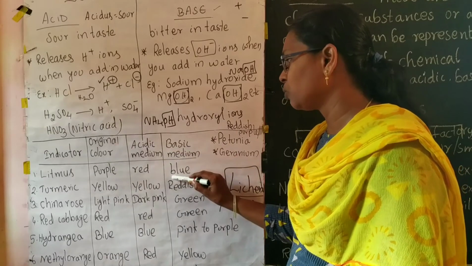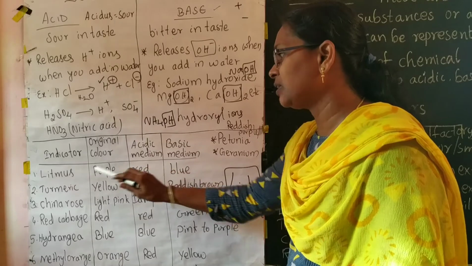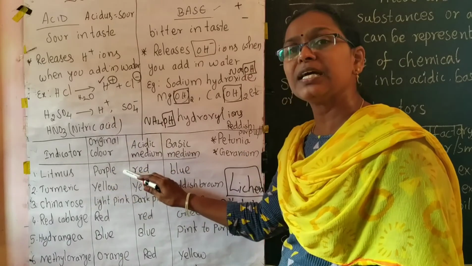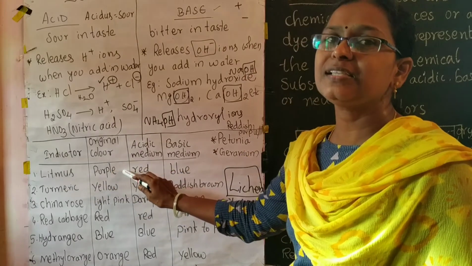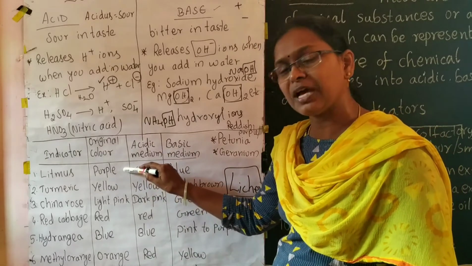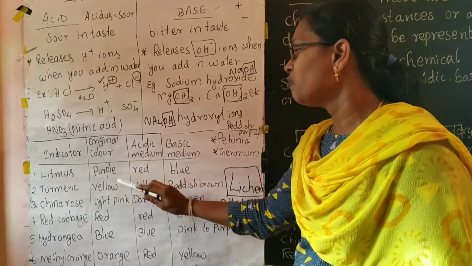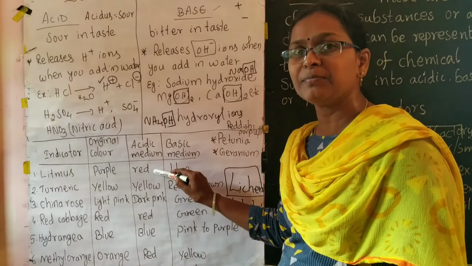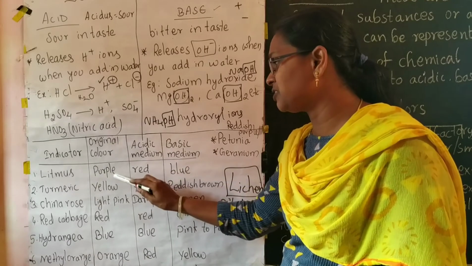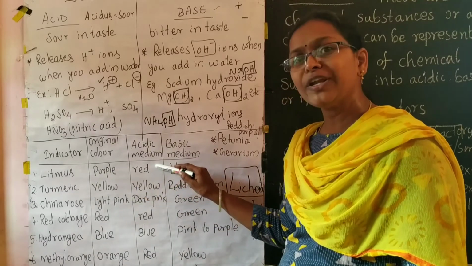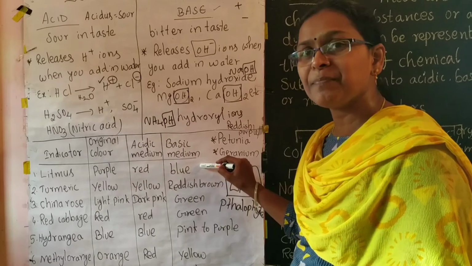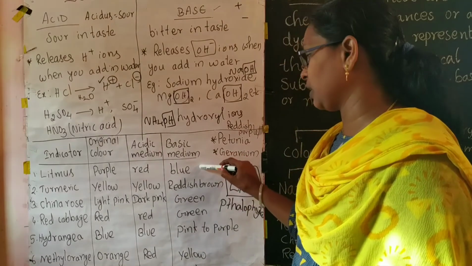Basic blue. Okay. So red litmus reagent, original color is a purple color, and this is available in the form of solution or in the form of strips also. When you are dipping in the acidic medium, the purple color of the litmus reagent will turn to the red color. When you are dipping with the basic medium, that will turn into blue color.